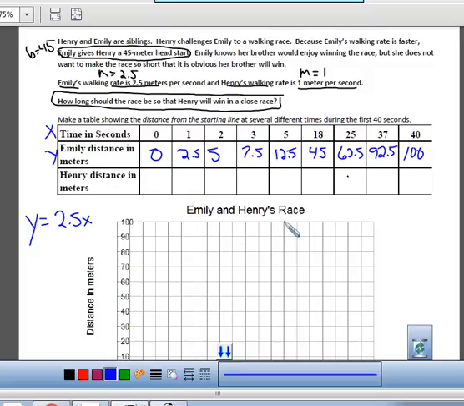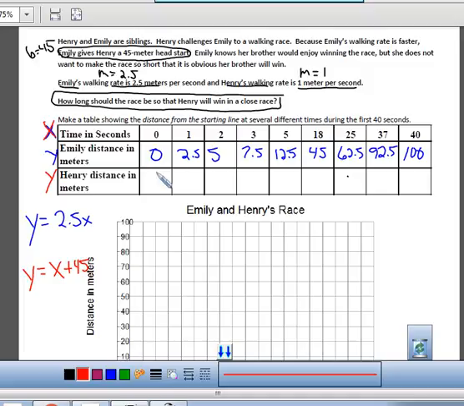Alright, so I'm going to go ahead and fill in Henry's distance. Actually, maybe I should start graphing this. Now, let's go ahead and fill in the table for Henry. Henry, remember, his m is equal to 1. So, again, y is Henry's distance, and x is the time in seconds. So y equals, for him, his rate is 1, so I'm going to do 1 times x, or just x. But remember, he gets a 45-meter head start, so I've got to add 45 to that.